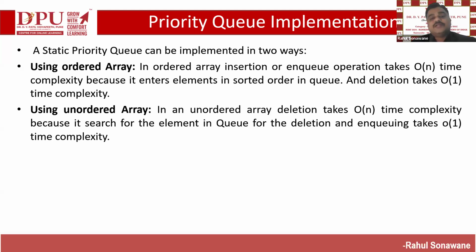But in a deletion case, or a DQ case, it takes only big O of one time. Why? Because the elements are already in sorted order, right? If it is an ascending priority queue, the minimum element will be first. If it is a descending priority queue, then the maximum element will be first. So we just need to remove the first element, that is from the front, right? So it is always going to take constant time. So our deletion operation will require only big O of one time complexity, which represents constant time.